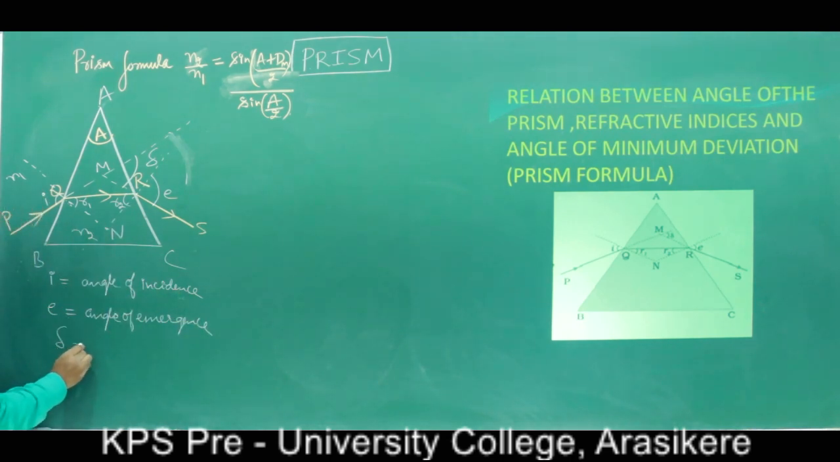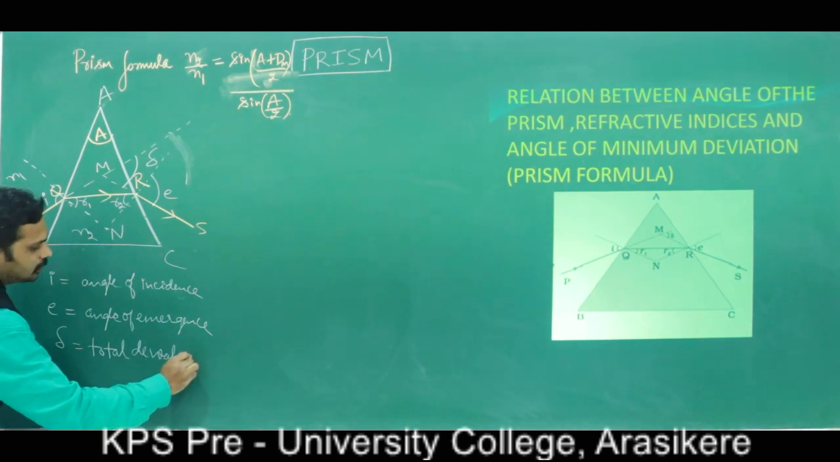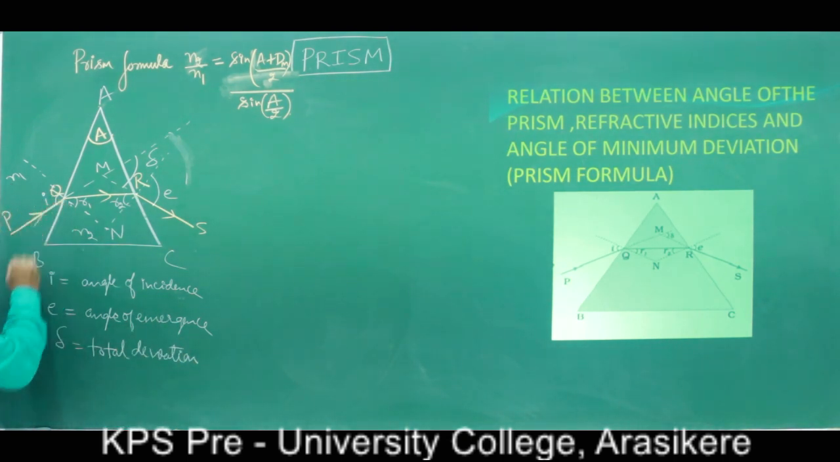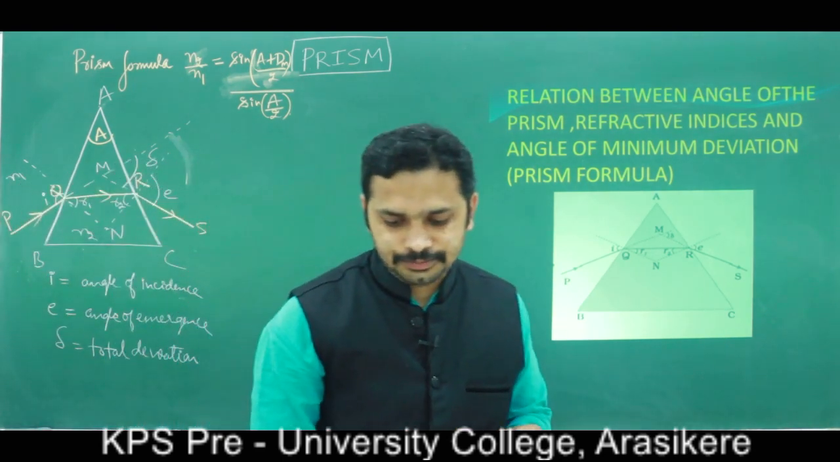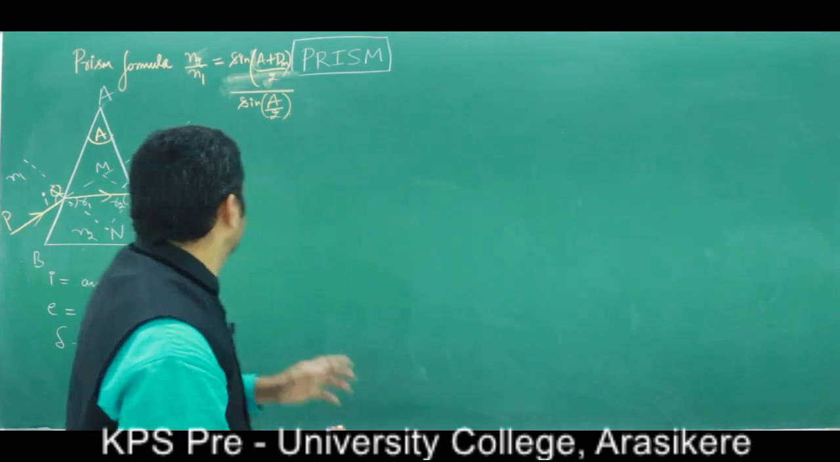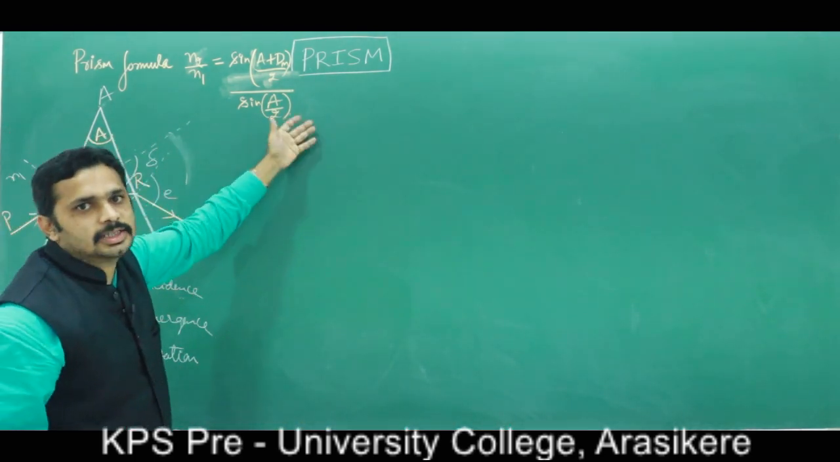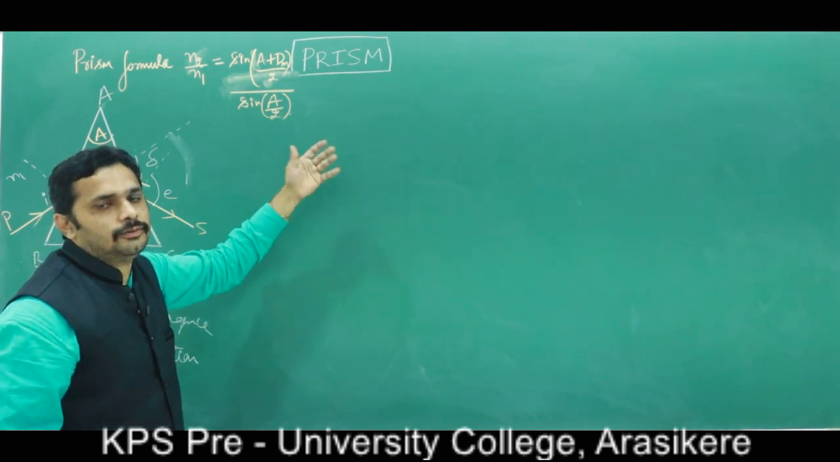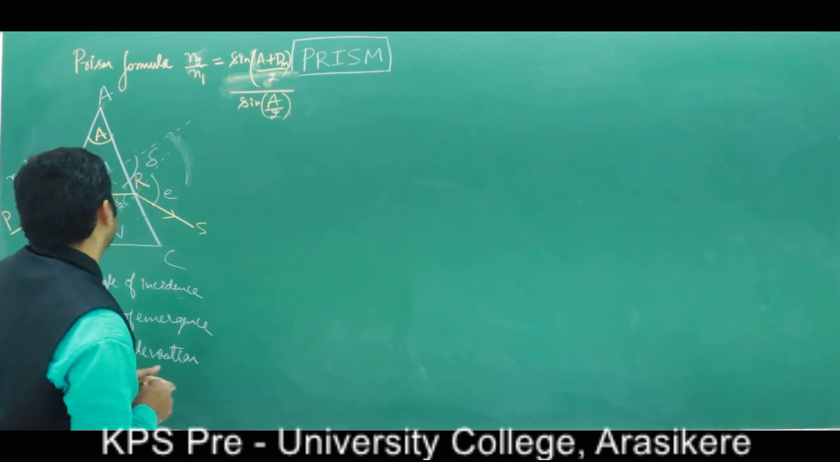Now delta. What is delta? Total deviation. Delta means total deviation. I is the angle of incidence, E is the angle of emergence. N1 is the refractive index of the surrounding medium, N2 is the refractive index of the prism. Now by using this, I am going to derive the prism formula, the relation between refractive indices, angle of the prism and angle of minimum deviation.